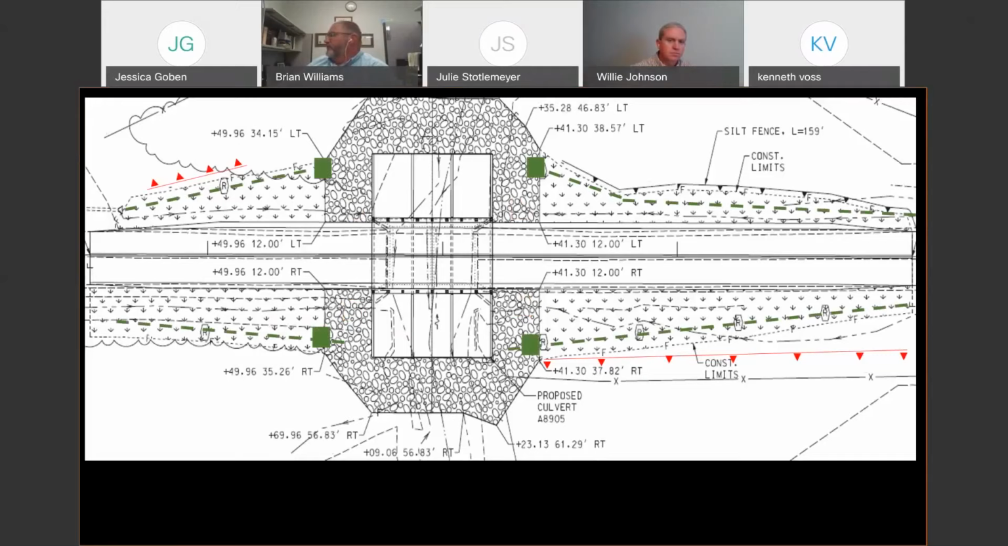So from there, we'll move into the actual demo phase. Again, we're going to peel some of that slope back a sufficient distance so that it's safe to get in there, get equipment down in there, and get that old bridge out of there, say, and then be able to start putting in the box.